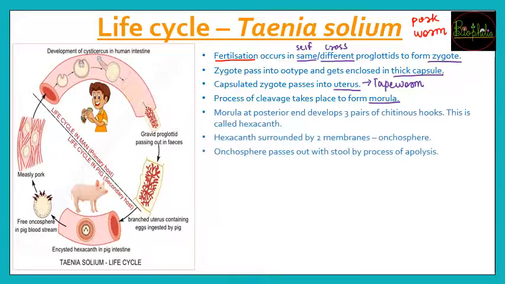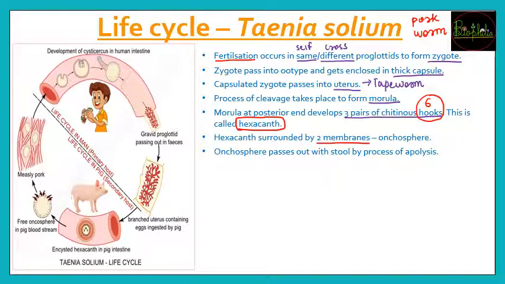Now this morula is going to be at the posterior end, and it will develop 3 pairs of chitinous hooks. So the hooks we saw in the rostrum, these are going to develop at the morula stage, and since it has 3 pairs, how many hooks are there? There will be the presence of 6 hooks. So since they have 6 hooks, they will be called hexacanth. What is it called? Hexacanth. And this hexacanth is going to be surrounded by 2 membranes.